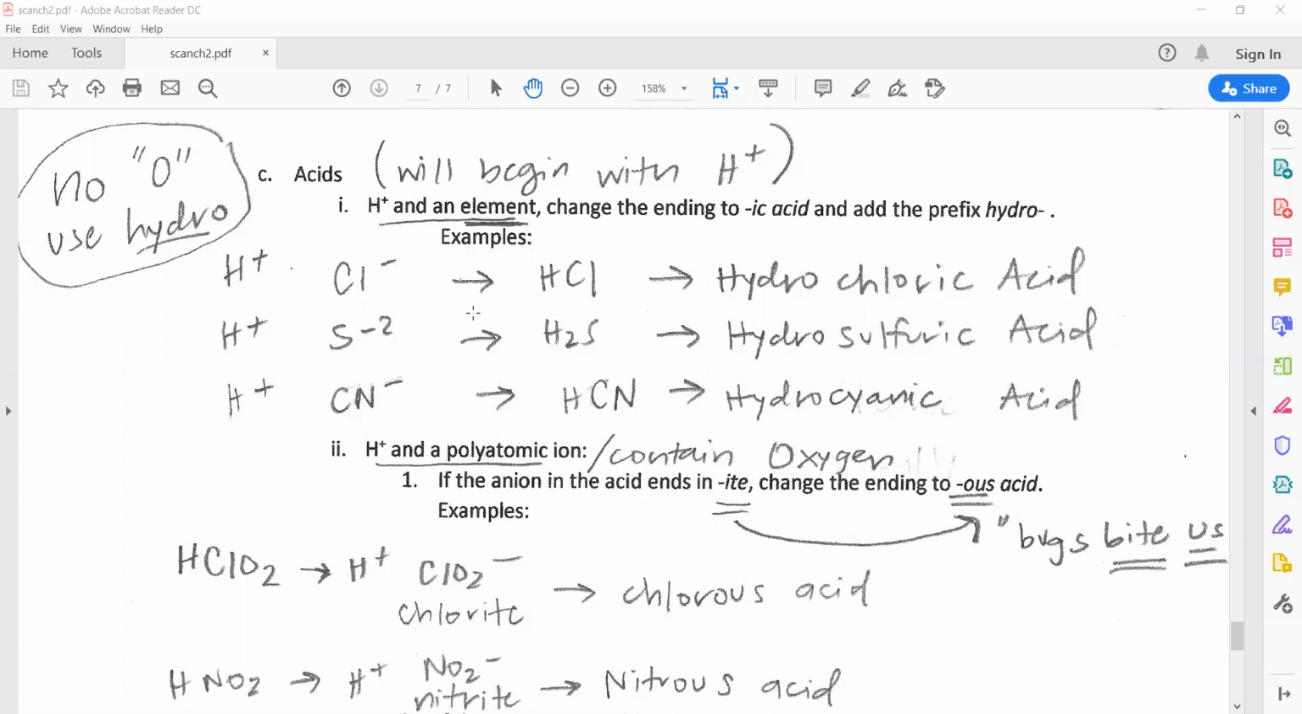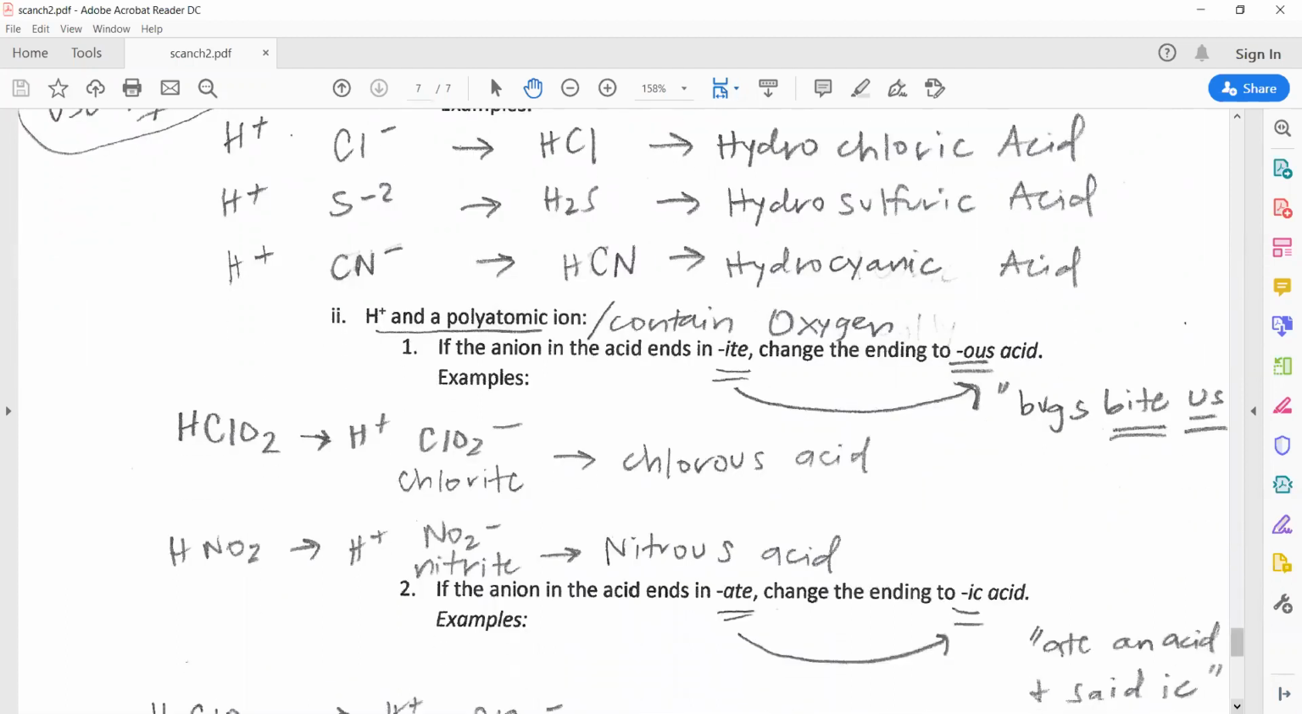If there's no oxygen, you're using this first rule, which is just hydro at the beginning and ic at the end. So hydrochloric acid, hydrosulfuric acid, hydrocyanic acid. Sometimes I use this little saying: if there's no O, meaning no oxygen in the acid, use hydro. So hydro, whatever, ic, if there's no oxygen. If there's an oxygen, then you have to depend on your polyatomic names.